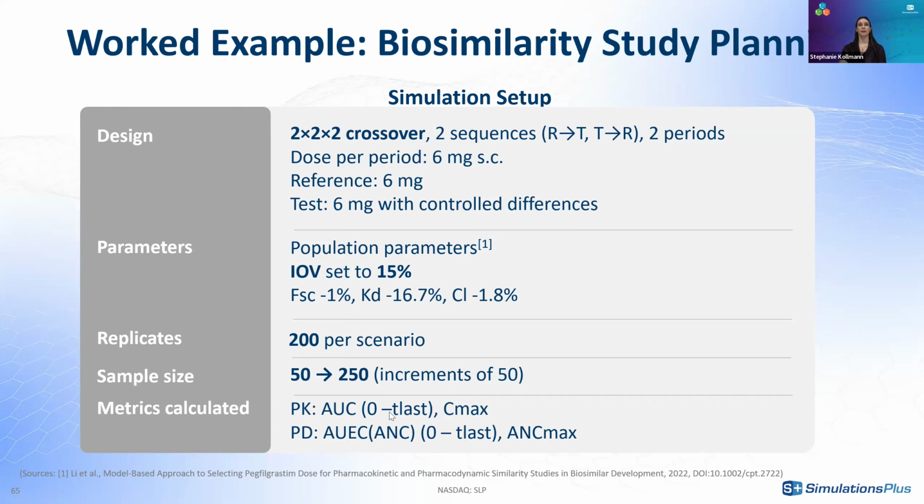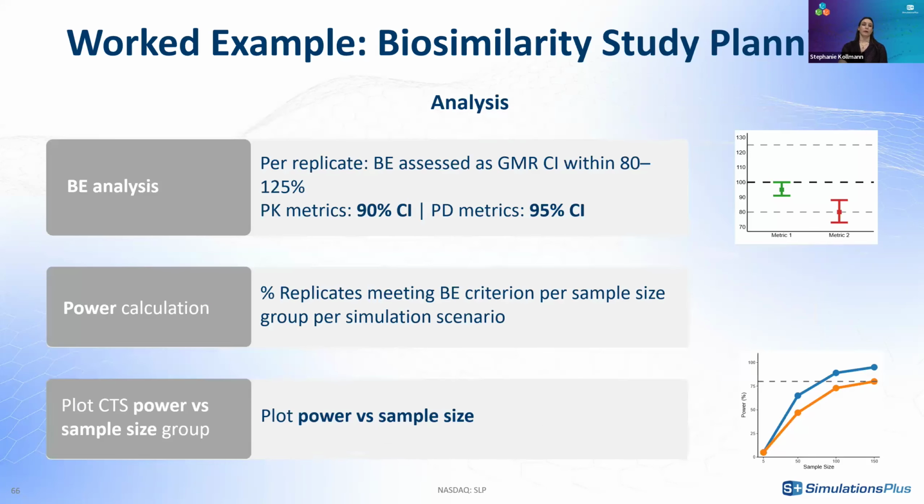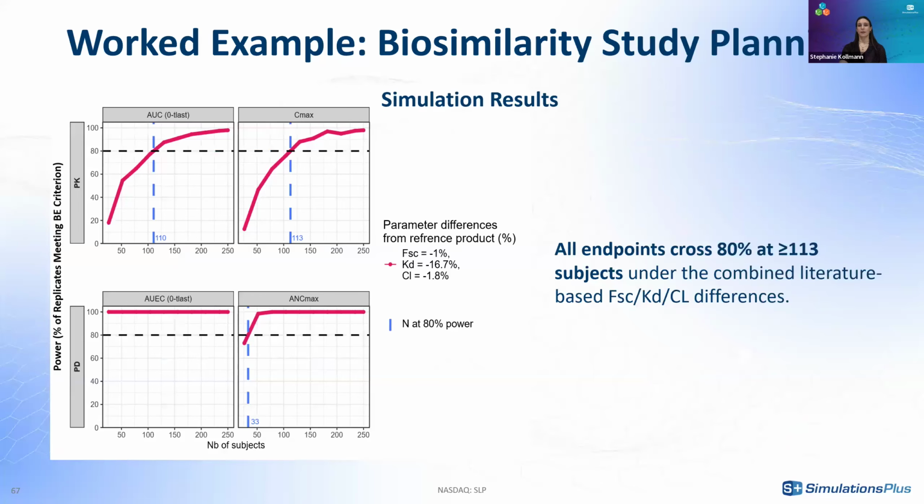And compute standard endpoints. Here for PK, PK metrics would be AUC from 0 to T last and Cmax, and PD metrics would be AUEC, also from 0 to T last, and Emax. Well, again, per replicate, we conduct a bioequivalence analysis, calculate the power, and plot the power against the sample size batch.